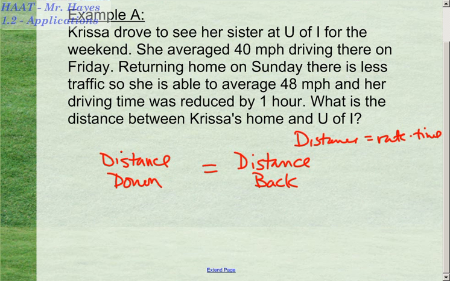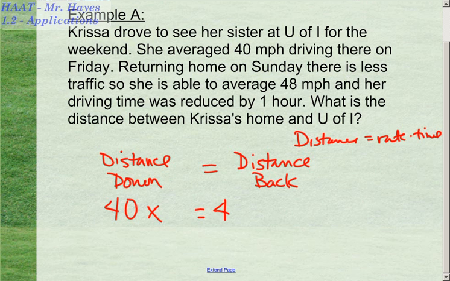Okay, so the distance down is equal to the distance back. So, going down, again, distance is equal to rate times time. So we know going down, Krista was driving 40 miles per hour on average. We don't know how long she took, but again, we put in a variable when we don't know things. And the distance back is a little bit different.